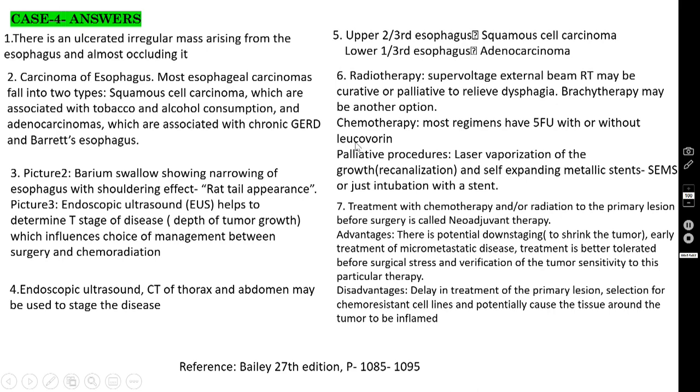So for treatment, you have to do excision. You have to do esophagectomy. There are so many types of esophagectomy. Either do esophagogastrectomy, three-stage esophagectomy, or transhiatal esophagectomy. All these things you can do depending upon the stage of the disease and where it is situated.